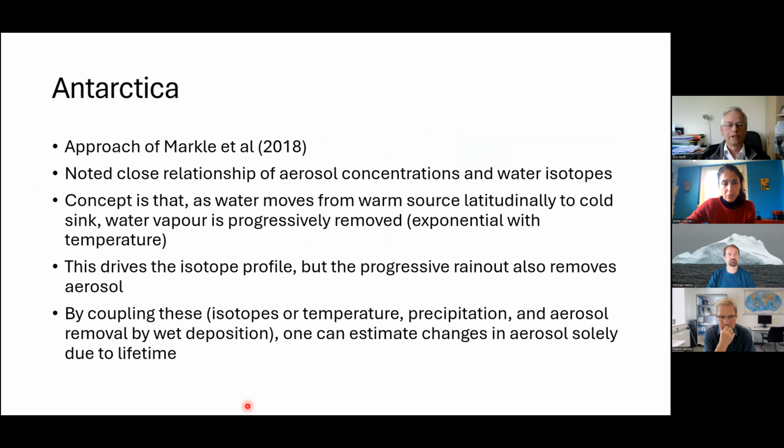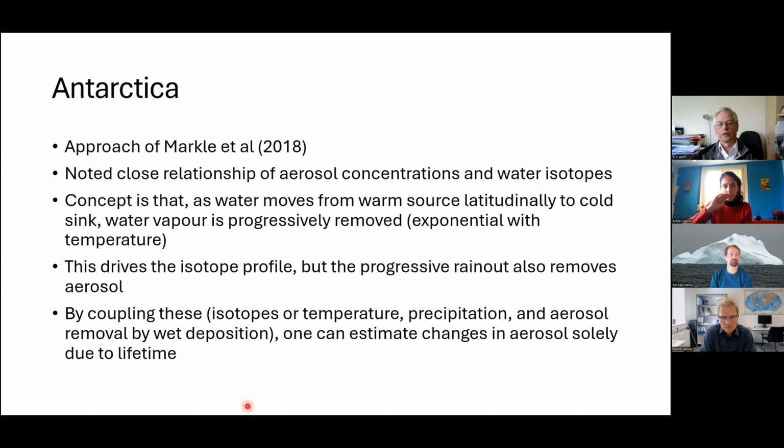So then a different approach has been used most recently in Antarctica by Brad Markle, and he did something slightly different. It's conceptually the same, but it's a slightly different way of calculating things. He noted the close relationship between aerosol and water isotopes, and he made the concept that if you had an air mass where water's moving from the warm source latitudinally to a cold sink, water vapor is progressively removed, and that's exponential with temperature. It's a Clausius-Clapeyron process, which drives the isotope profile. But the water vapor being removed is actually rain. So that's a progressive rain out along that same trajectory, which also removes aerosol.